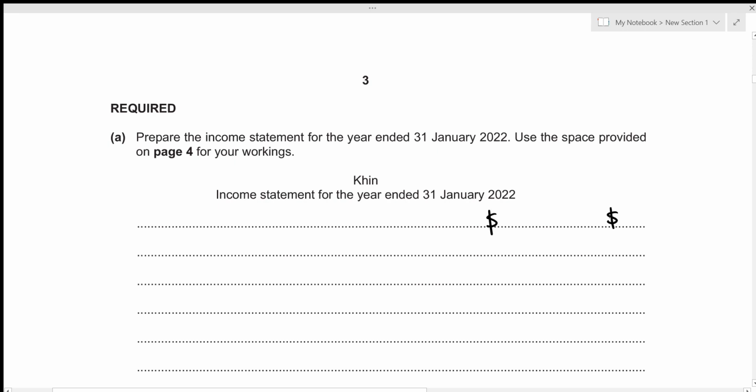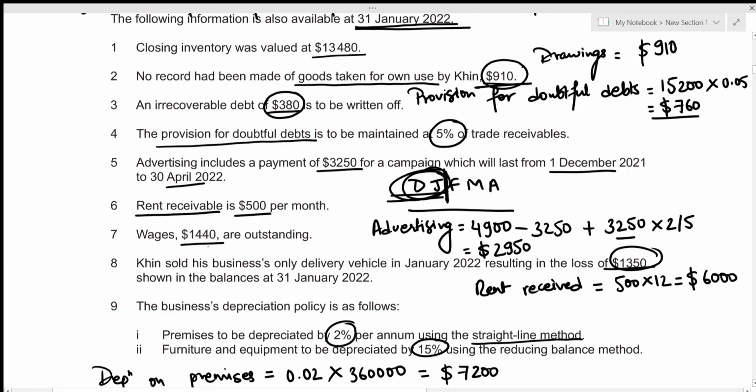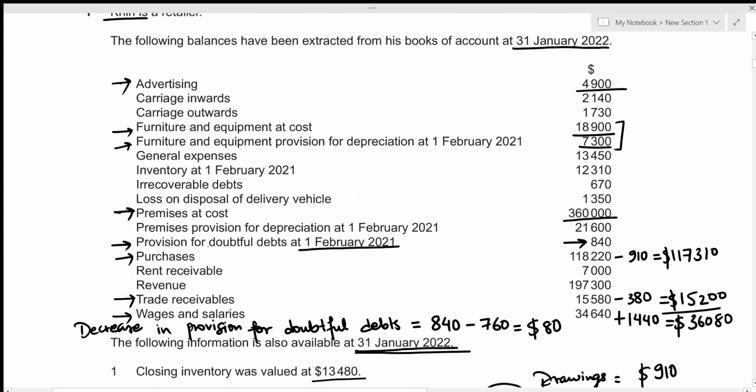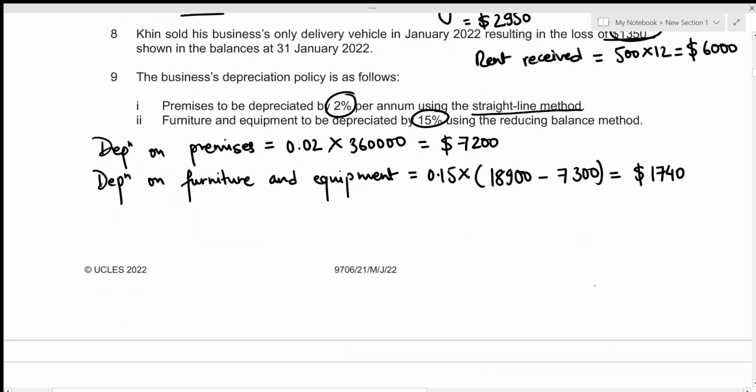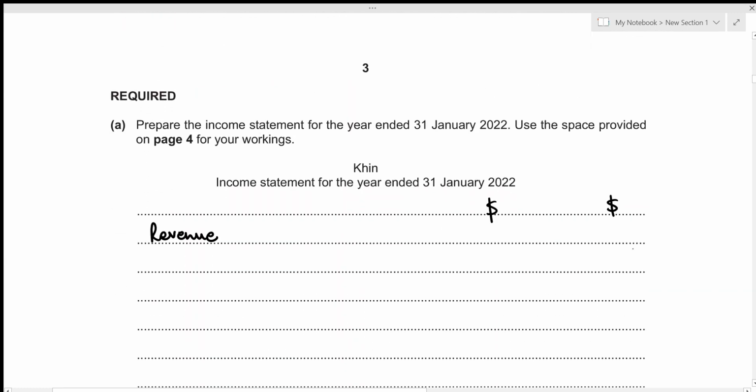So whenever we're talking about the income statement, we always start with our revenue. And we've adjusted all of our additional information, right? So we only have to look for the values and then substitute those values into our income statement now. Let's have a look above for the value of revenue. And we're given revenue right here, which amounted to 197,300. Let's substitute this value.